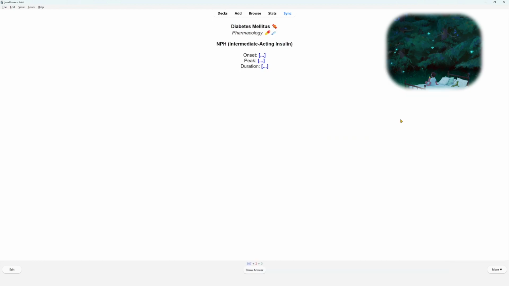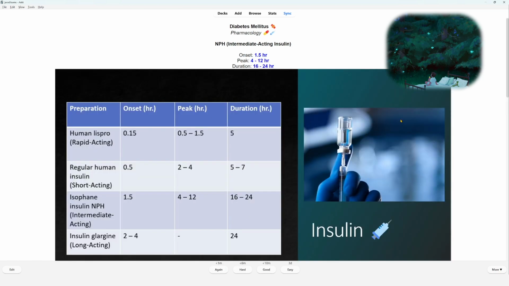NPH. Onset 1 hour, 2 hours. Peaks 4 to 6. Duration 12. Way off. Guys, it's been a few months. Onset 1.5. Peak 4 to 12 hours. Duration 16 to 24. Okay. All right.